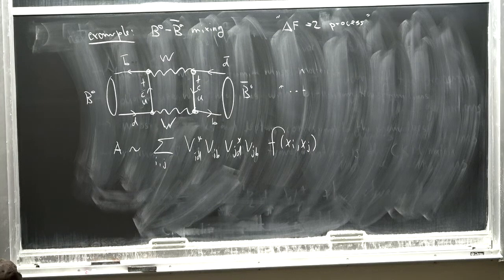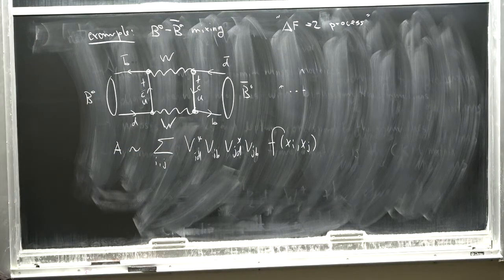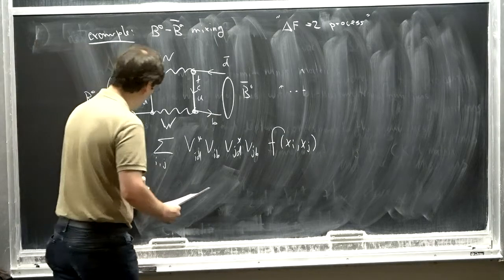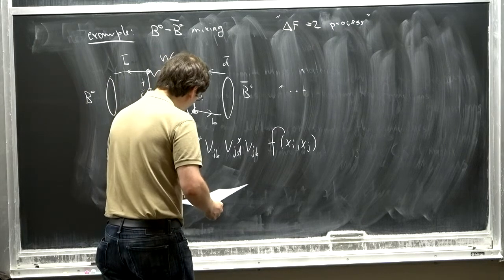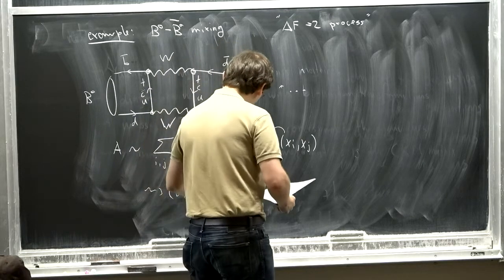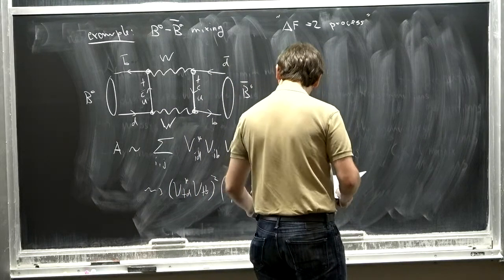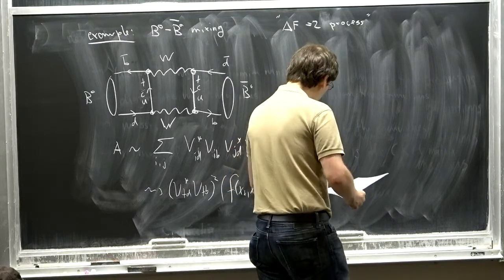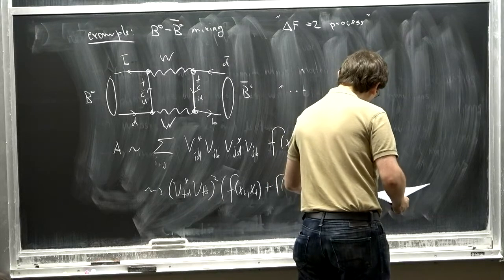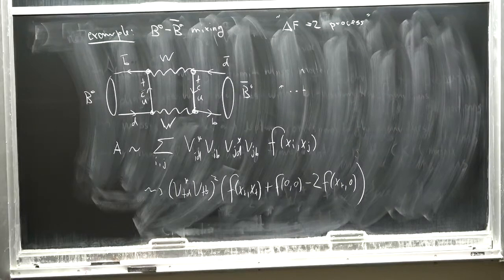And again, in this example of a process involving B mesons, if you work out the conditions that you get from CKM unitarity and do the corresponding replacements and neglect small terms, you end up with an expression that looks as follows. You have (V_td^* V_tb)^2 times something that only depends on the top quark mass, f(x_t) plus a f(0,0) minus 2 times f(x_t,0). That's the leading term that is left over once you take into account CKM unitarity.